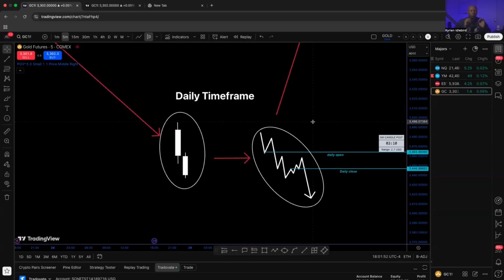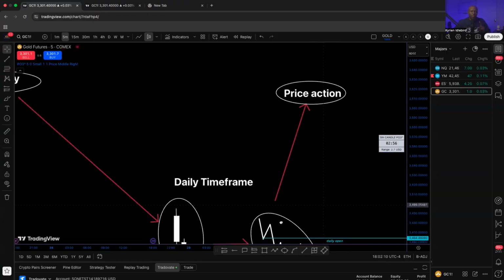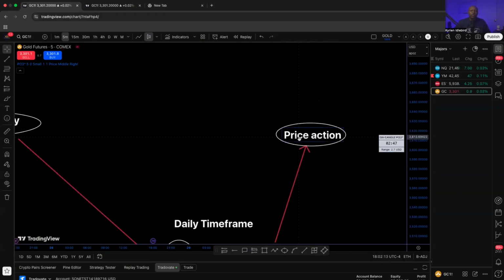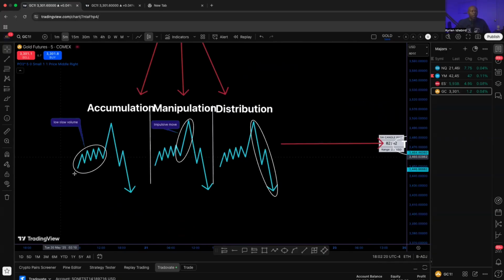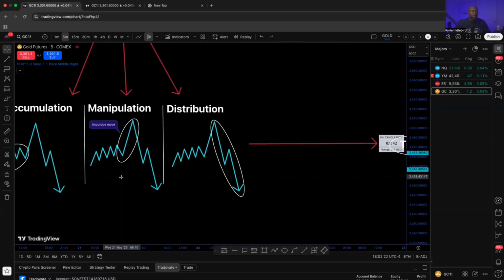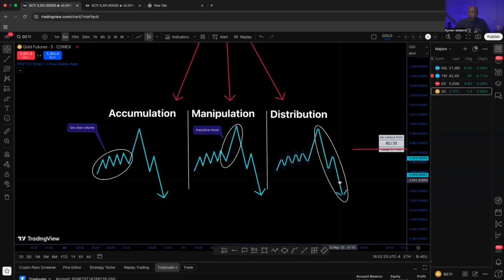Now that you understand what time is the best to look for the AMD strategy, and what time frame to be looking for it on, the most important thing that's going to pull this entire strategy together is being able to read price action. You need to be able to identify each individual phase in the market, whether we're in the accumulation phase, the manipulation phase, or the distribution phase.